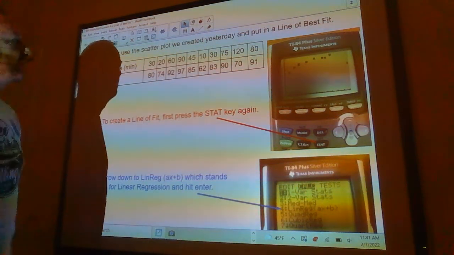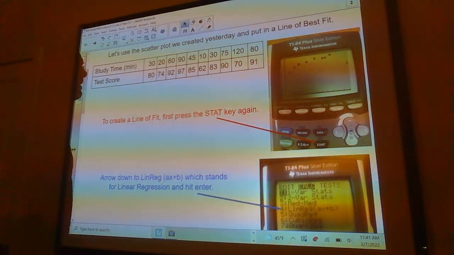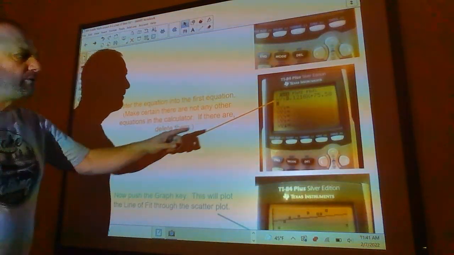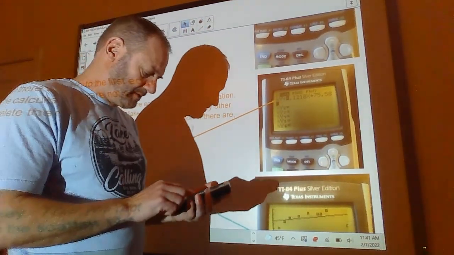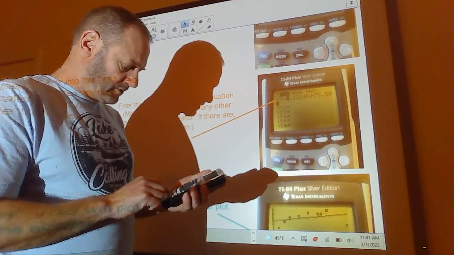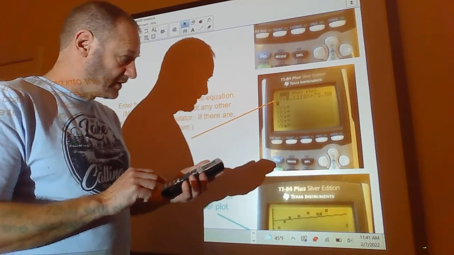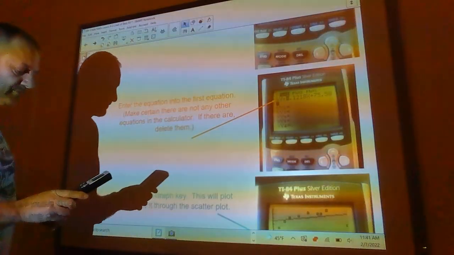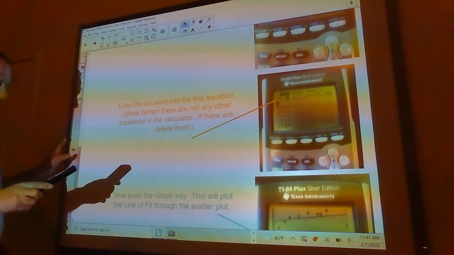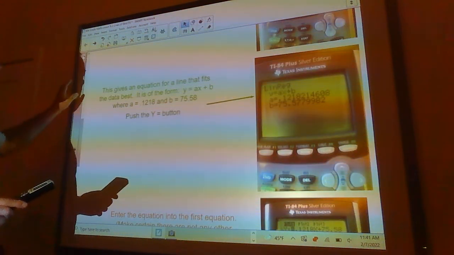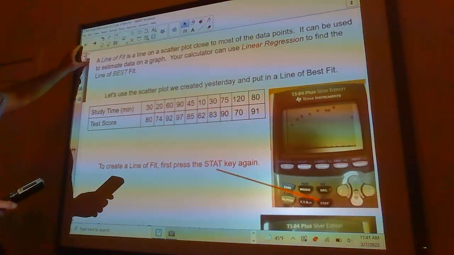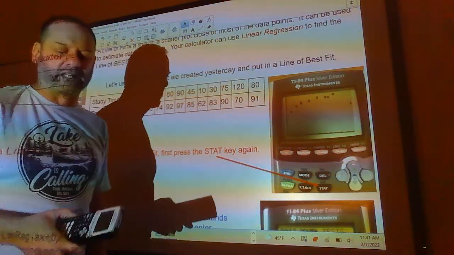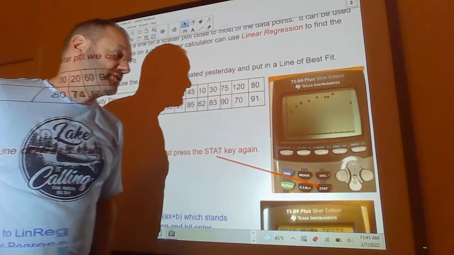Let's say I had something that had to go to 300 minutes. I could plug 300 minutes in for X into this equation, and it would tell me 0.1218 times 300 plus 75.58, so my answer would be 112.12. That would be my test score, which doesn't make any sense because it's over 100%.